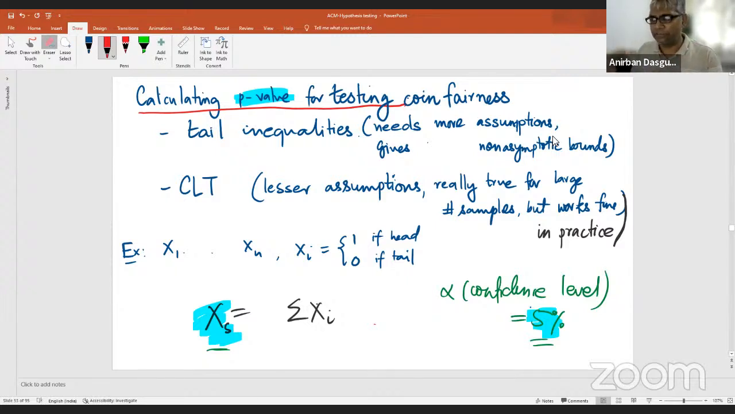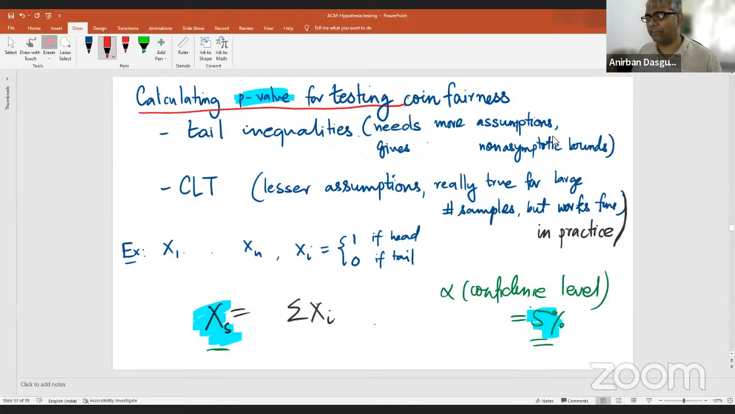Those need a little more assumptions, because those typically are easy to state only for bounded random variables, for 0, 1 random variables, etc. We don't always have them. So statistics people tend not to use the tail inequalities too much. They fall back on the central limit theorem, which in its limit is the same as the tail inequalities, but it uses fewer assumptions. It works with sums of random variables that have finite variance and finite mean. They don't have to be bounded. Theoretically, it is really true for large samples, but it works fine in practice.